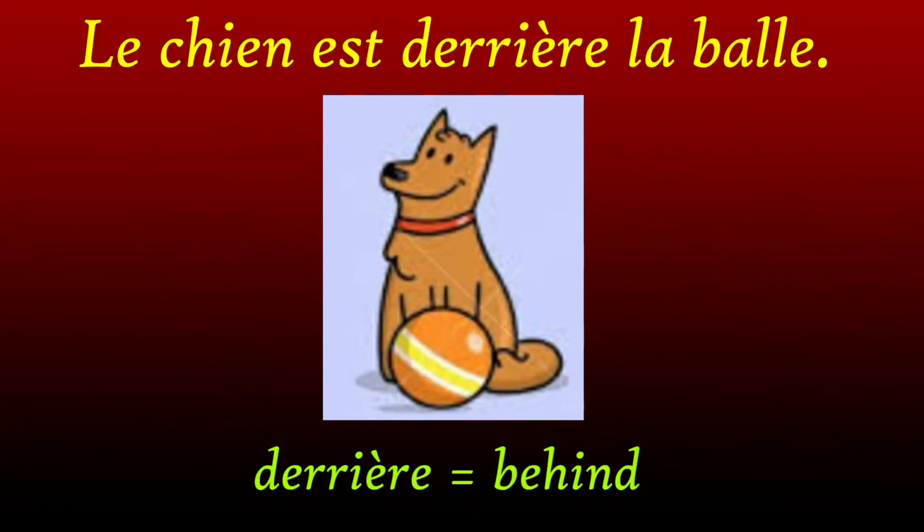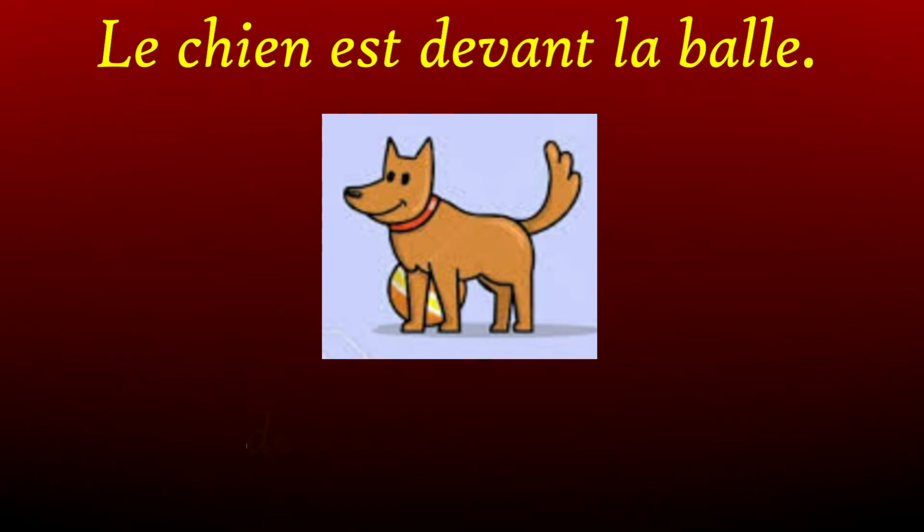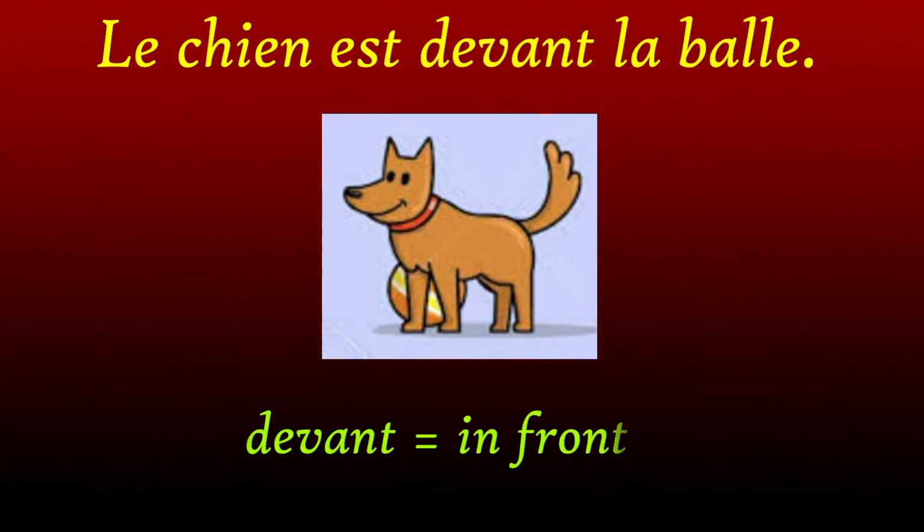Maintenant, le chien est derrière la balle. Repeat, derrière, behind. The next preposition. Repeat, le chien est derrière la balle. When you write and practice the contents of this video lesson, you will get used to accents in French. And whenever you practice, pronounce the words loudly.